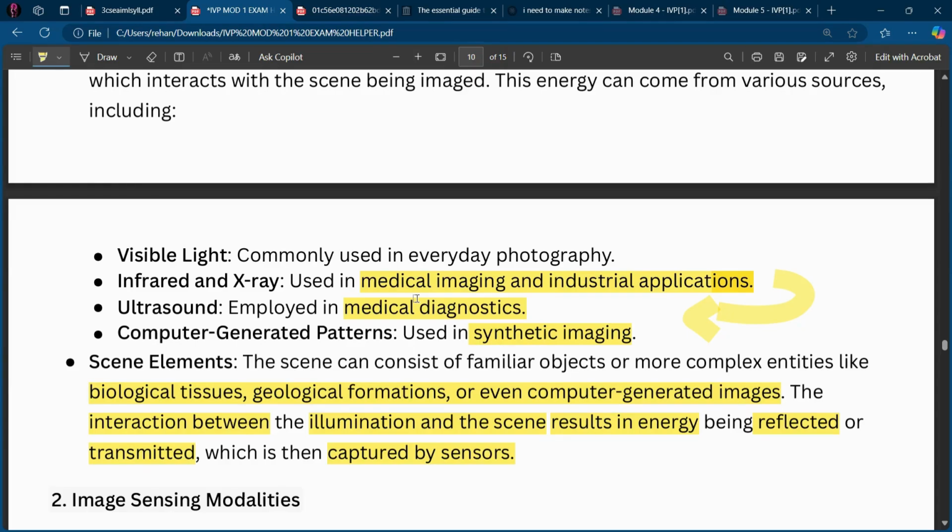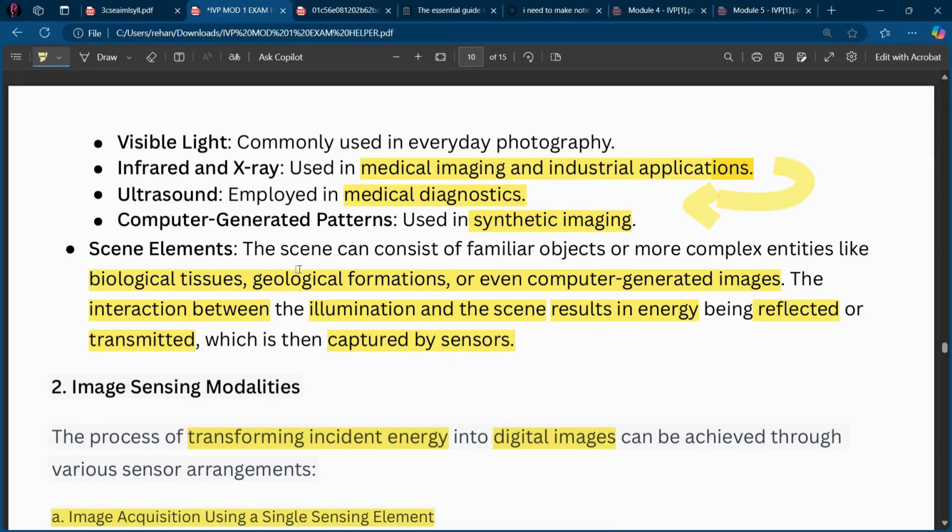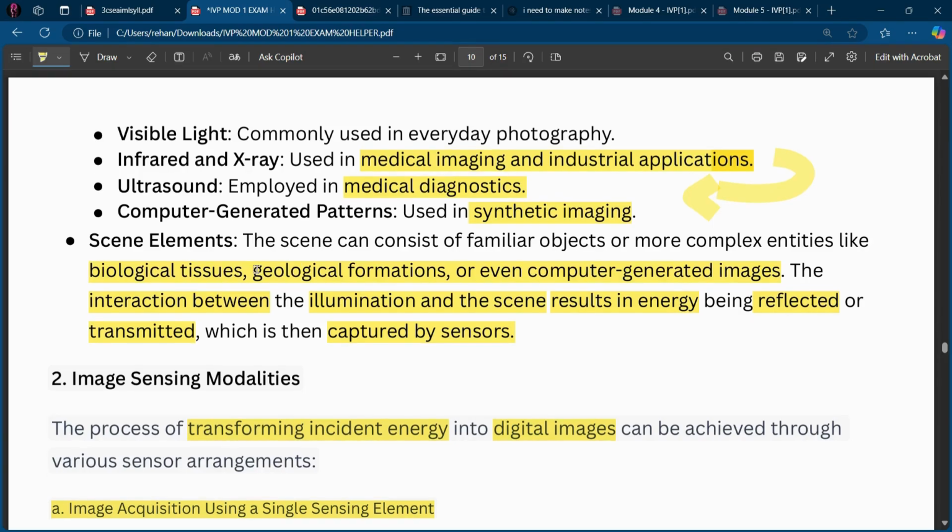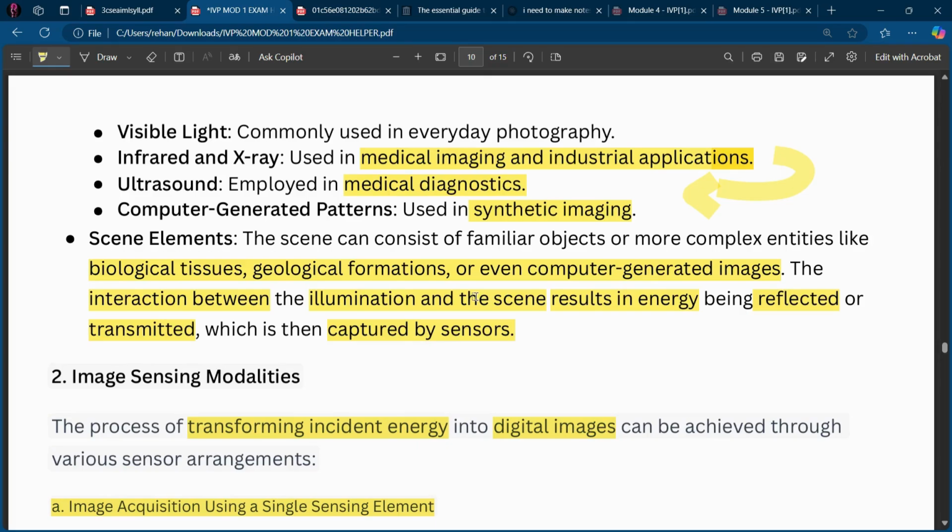It is useful in synthetic imaging. So what does a scene consist of? Familiar objects or complex objects like biological tissues, or even computer generated images. This is the scene on which the sources fall. You direct infrared rays on biological tissues, ultrasound on geological forms, and CGP on these images. The interaction between the scene and the energy source results in energy which is reflected or transmitted, and it is captured by the sensor.